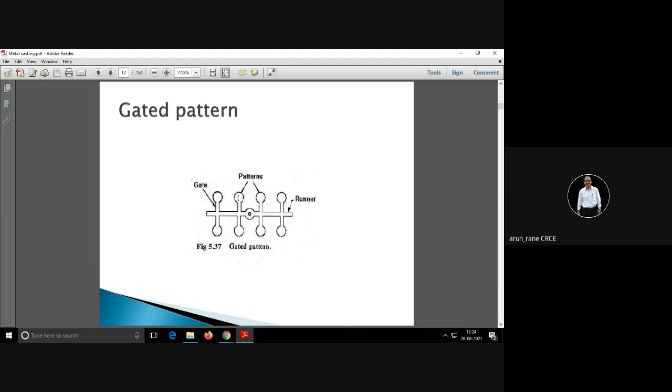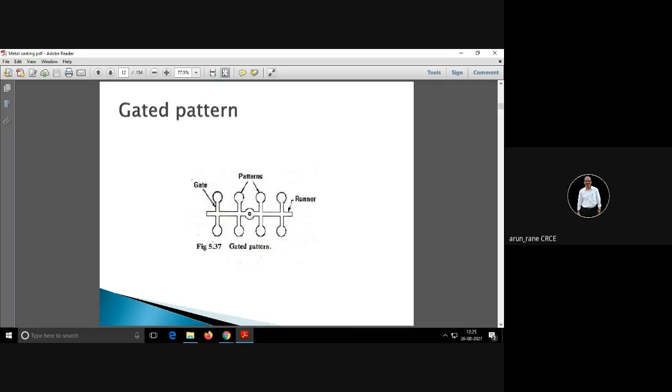Now in the gated pattern, look, your product is this. This round shape is the product. Now this is called the multiple cavity mold. Why is it called a multiple cavity mold? Because there are more than one cavity: one, two, three, four. In this case there are eight cavities which are cut in the mold.